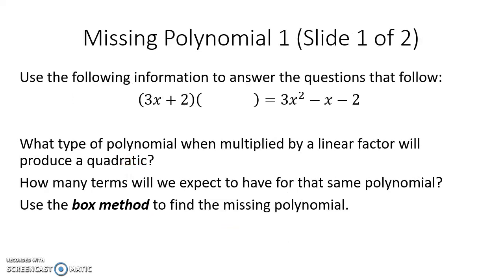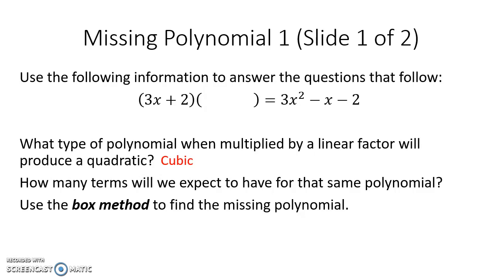All right, so let's look at this one. We want to use the following information to answer the questions about what this missing polynomial is. First of all, what type of polynomial, when multiplied by a linear factor, will produce a quadratic? Should be linear. Sorry about that, that is a typo. It should be linear.